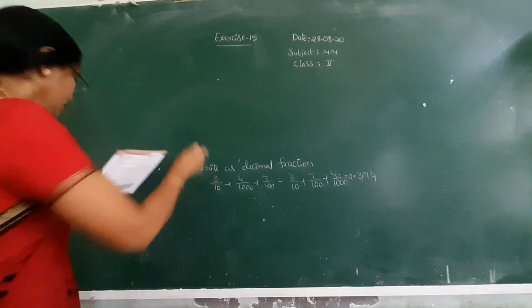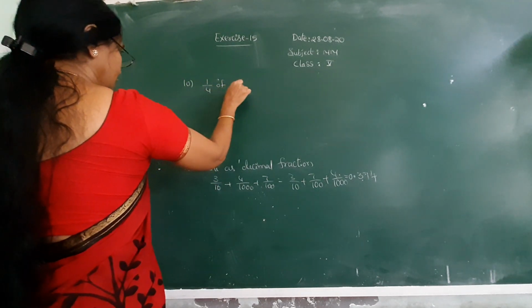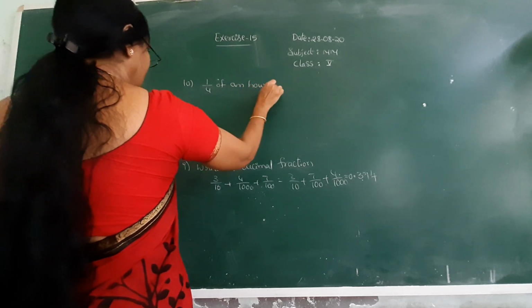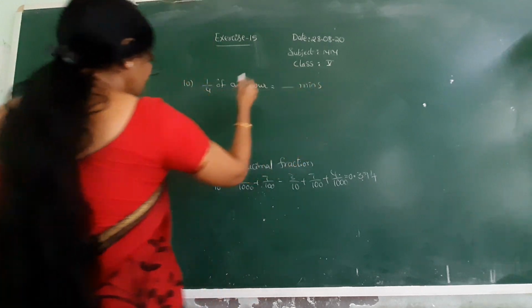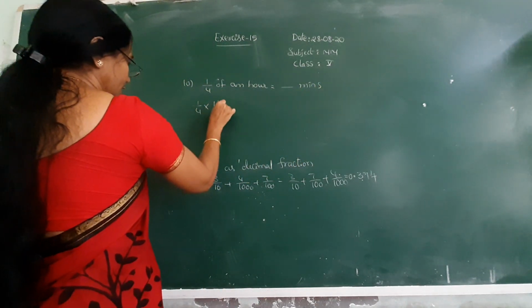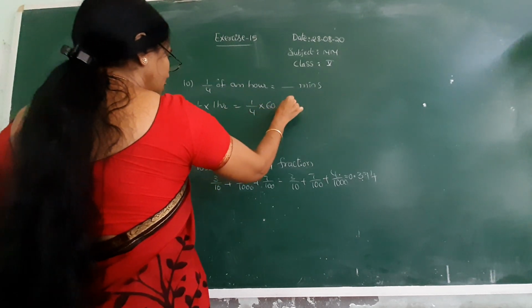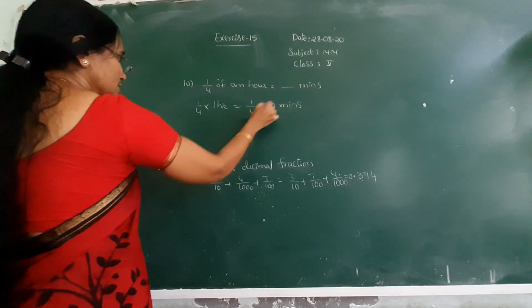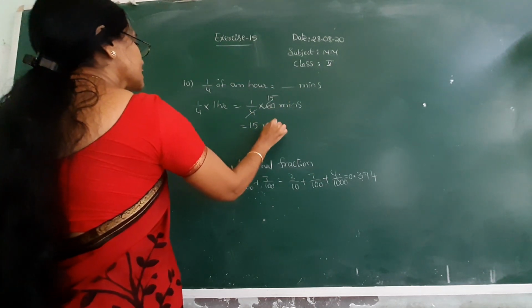See the 10th one. 1 by 4 hour is equal to dash minutes they are asking. Okay. See 1 by 4 into hour, 1 hour. They are asking to find in minutes. 1 hour is 60 minutes. You have to convert into minutes. So how many times it goes? 15. So 15 minutes. Okay.